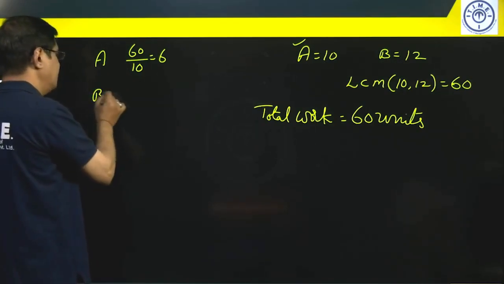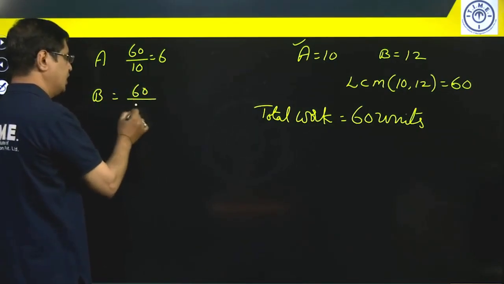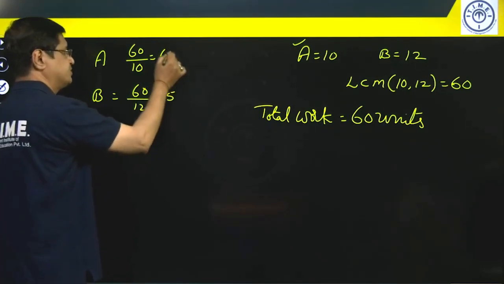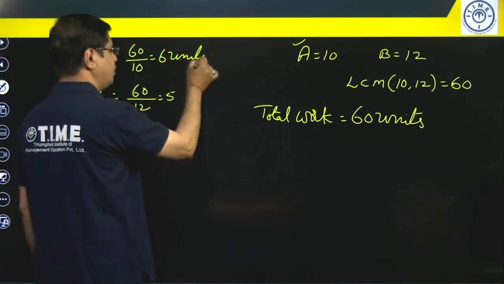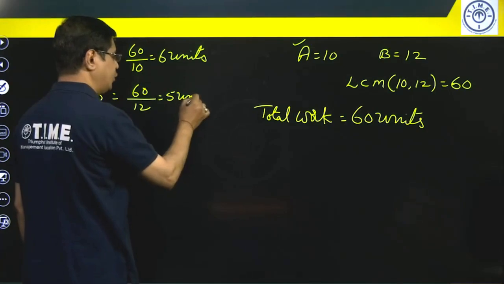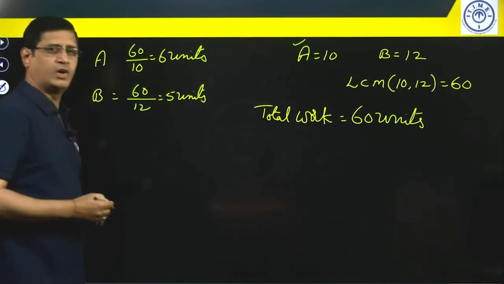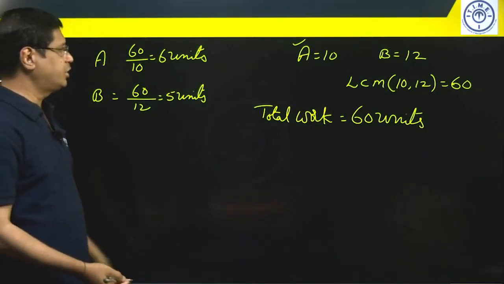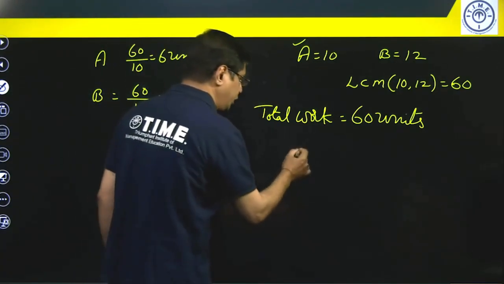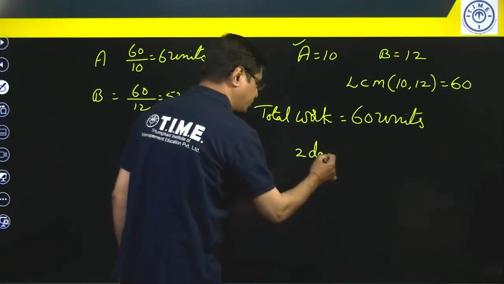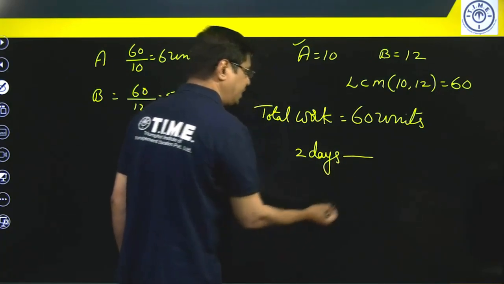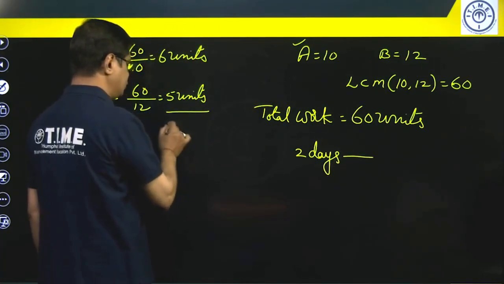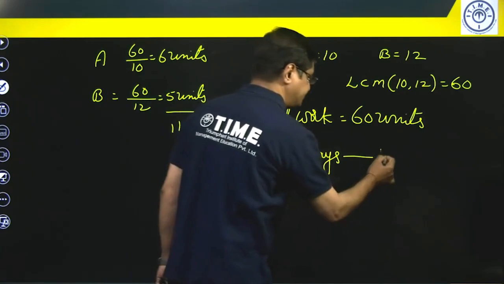What about B? 60 by 12, that is equal to 5 units. A can do 6 units of work in 1 day. B can do 5 units of work in 1 day. Alternatively, if they are working here, just look at in 2 days. In 2 days means first day A, second day B, A plus B, adding these two we get 11 units.